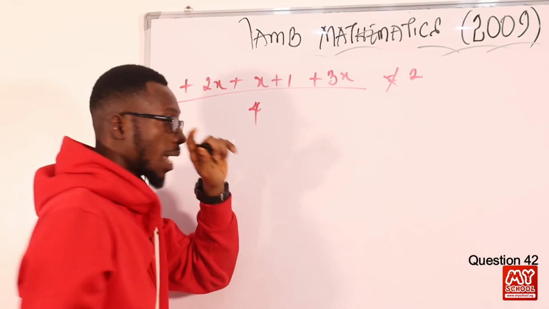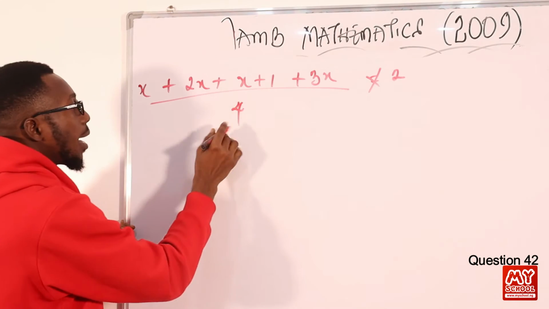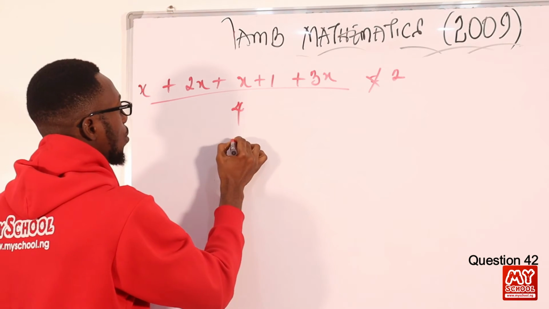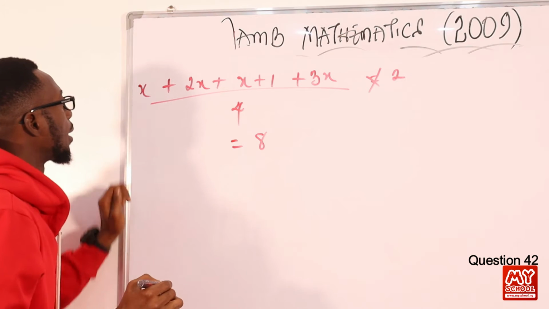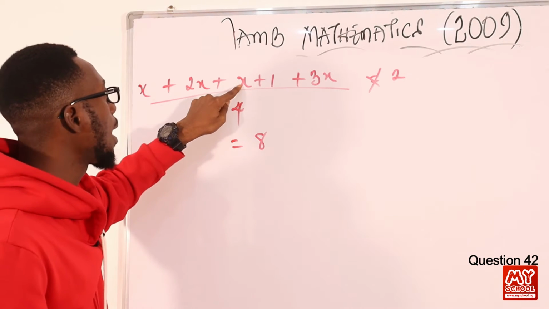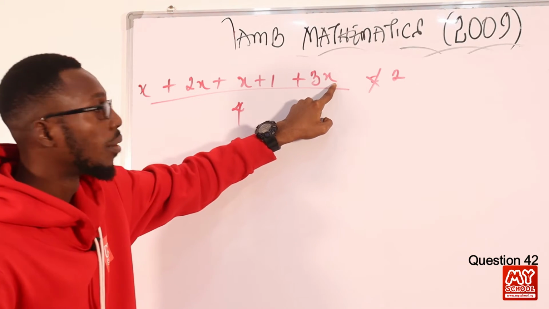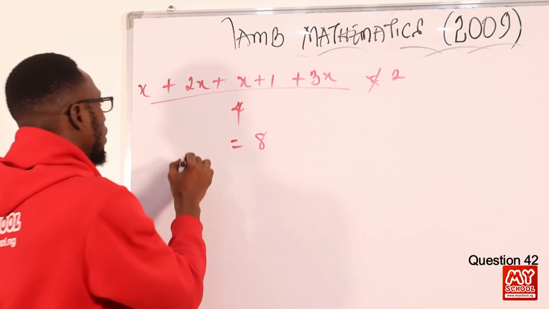What I can do is I can cross multiply. So I have 4 times 2, that is 8. So basically I have equals to 8. So x plus 2x, that is 3x. 3x plus 1, that is 4x. 4x plus 3x, that is 7x.